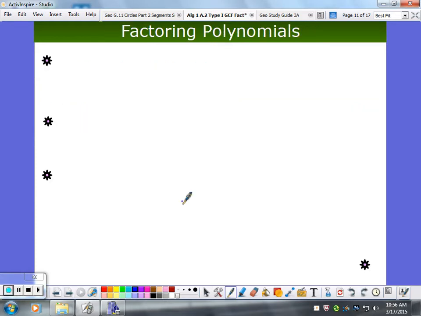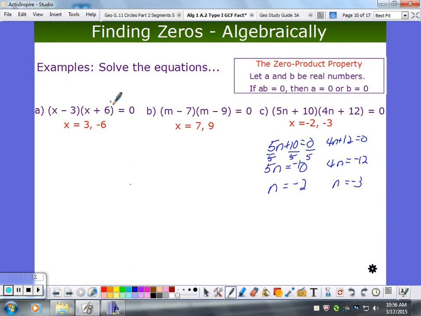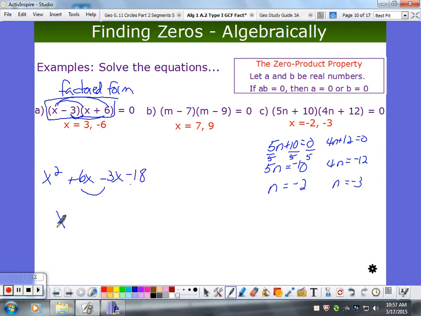Alrighty. Okay, so this form here is a factored form of a polynomial. It's something times something. When you multiply this out, what do you get? Well, FOIL, right? x times x, x times 6, minus 3 times x, and then minus 3 times 6. I'm going to combine like terms. So that's x squared plus 3x minus 18.